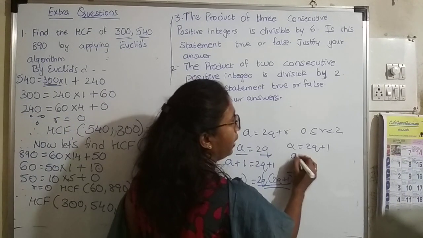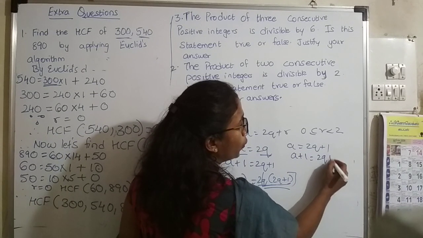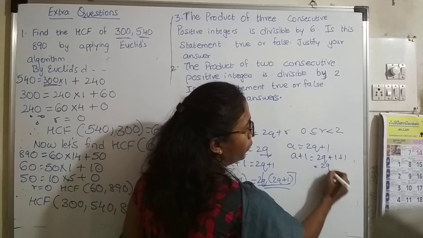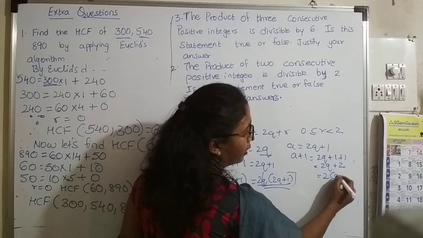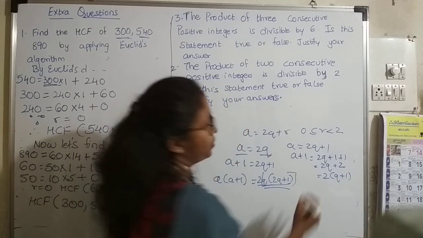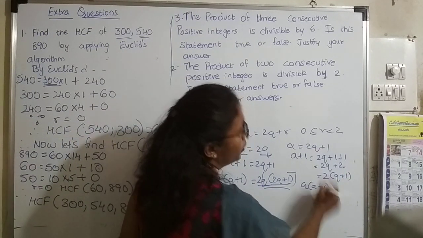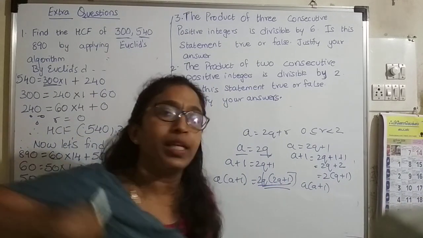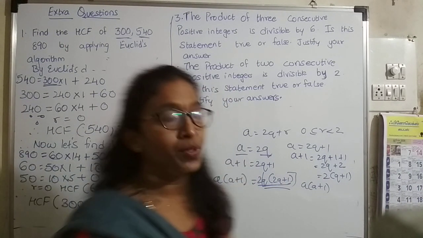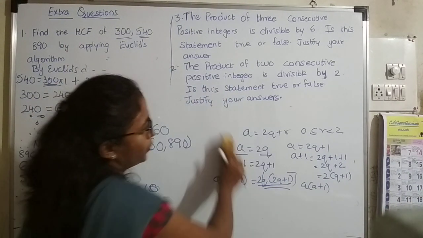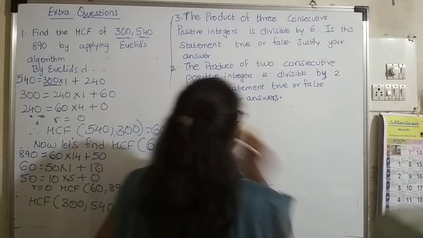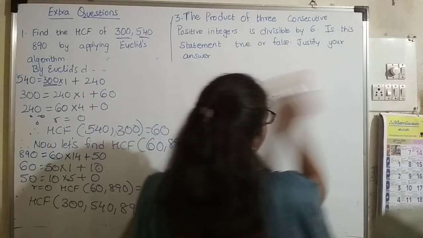Similarly here, a plus 1 will give you 2q plus 1 plus 1, that is 2q plus 2. So if you take 2 common, this is 2 into q plus 1. So again, a into a plus 1 will be 2 into something, which means it is divisible by 2. I hope you understood this. My aim was for 1 markers and 2 markers. I hope you have understood this. Coming to the next sum.